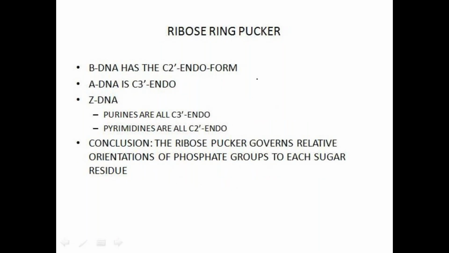And next, in the ribose ring sugar, B-DNA mainly exists in the C2' endo form. A-DNA mainly exists in the C3' endo form. Whereas in Z-DNA, purines are all C3' endo, whereas pyrimidines are all C2' endo. That means the ribose sugars attached to the phosphate groups, the sugar puckering is mainly responsible for maintaining these conformations, for giving stability to these conformations.